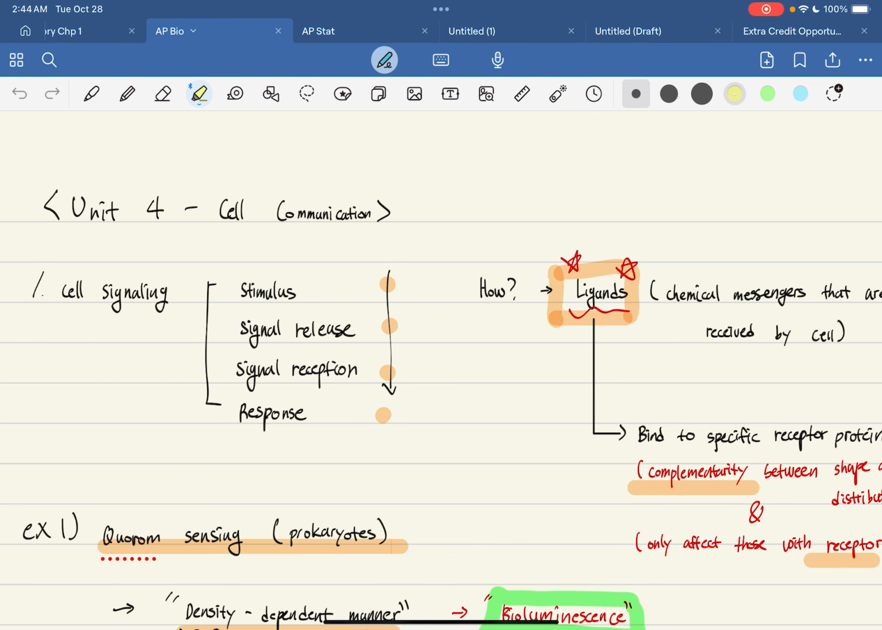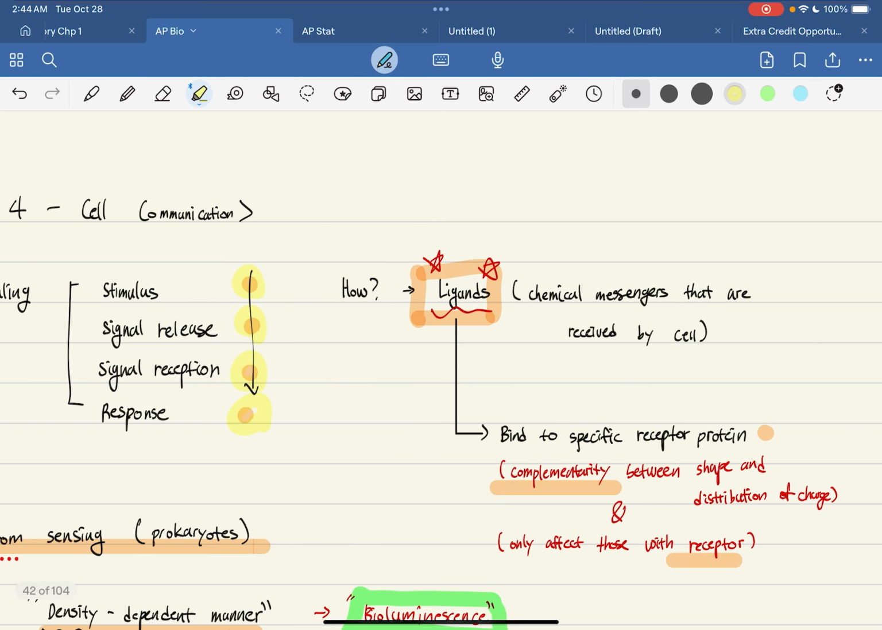So for cell communication, we start with cell signaling. Cell signaling goes through 4 steps: stimulus, signal release, signal reception, and response. And how does cell signaling function? It functions through ligands. Ligands are the chemical messengers that are received by the cells.